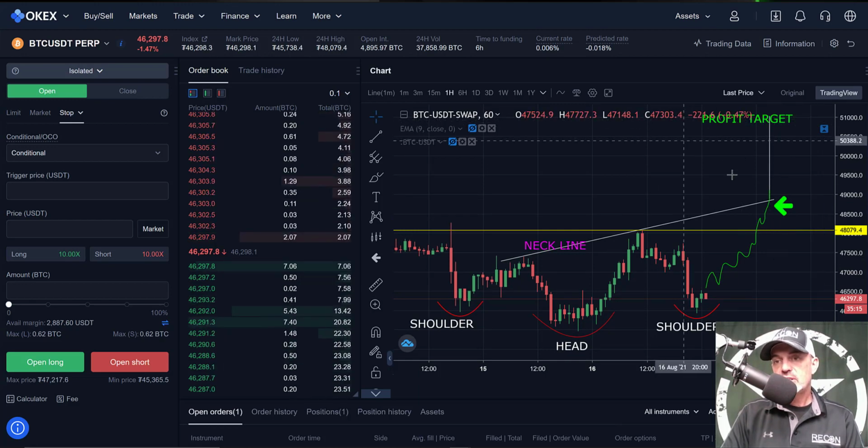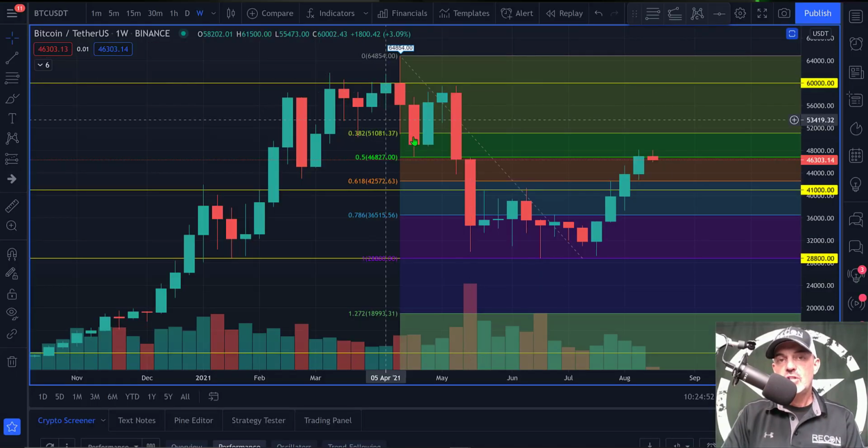Now, if we actually get this price action to play out this way, jumping over to my weekly chart with the Fibonacci retracement levels dropped in, we can see the 0.382 level is right there at the 51,000 level. And so that could perhaps be a point of resistance if Bitcoin is able to push up into that region, and therefore it would be a valid place to take profit.